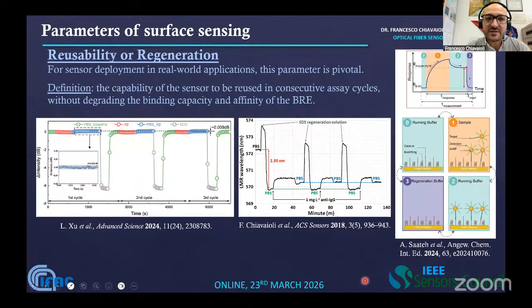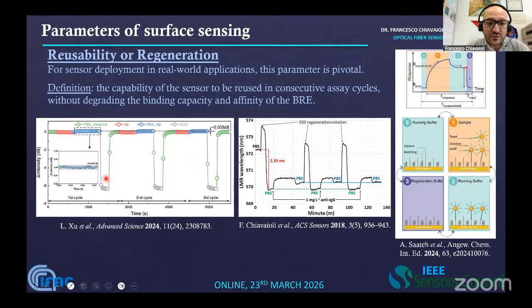Another important parameter in sensing is the possibility of reusing the device, so regenerating the sensing surface. This parameter is defined as the capability of the sensor to be reused in consecutive assay cycles without degrading the binding capacity and the affinity of the bioreceptor. Here are some examples where we regenerate the biolayer, and we can detect a fixed concentration with a very similar response.